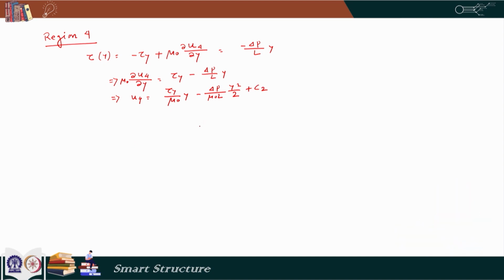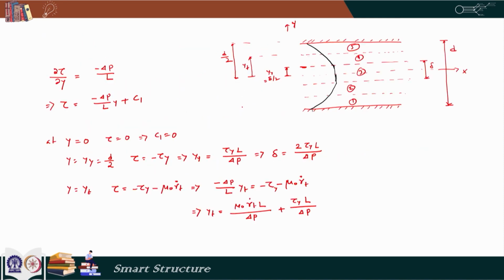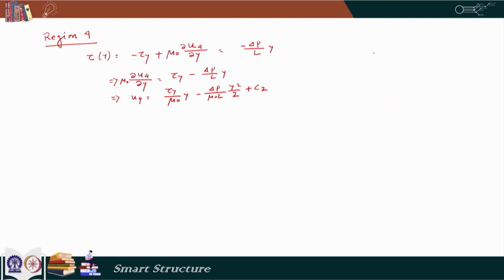Now, we have to evaluate the constant C 2, and we can evaluate it by putting the condition that at the junction between region 5 and region 4, the velocity obtained from the equation that we are dealing with now is the same as the velocity that can be obtained from the velocity equation for region 5. So, the velocity is continuous between region 5 and region 4. That can be written as u 4 at y t is equal to u 5 at y t.